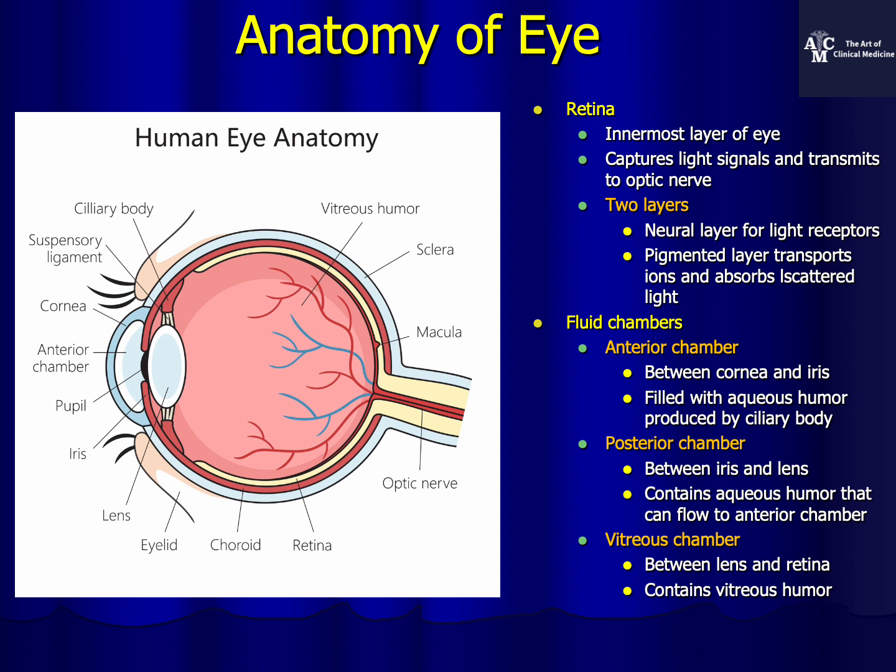The posterior chamber is between the iris and the lens, and this is communicating with the anterior chamber, so fluid can freely flow between these two chambers. The vitreous chamber is between the lens and the retina, and this also contains the vitreous humor, shown here in the very back. We will talk in future lectures about abnormalities that happen in each of these components to cause conditions like glaucoma.